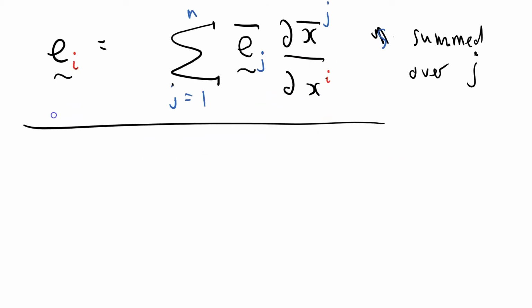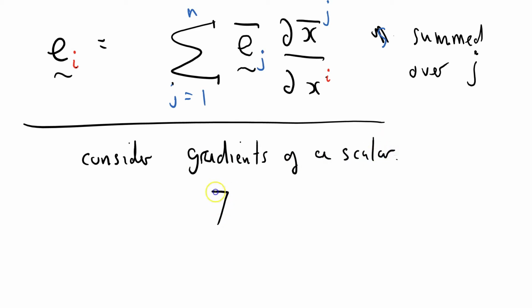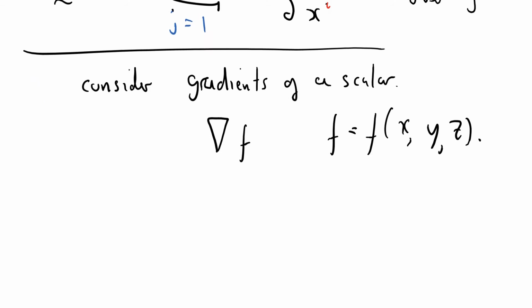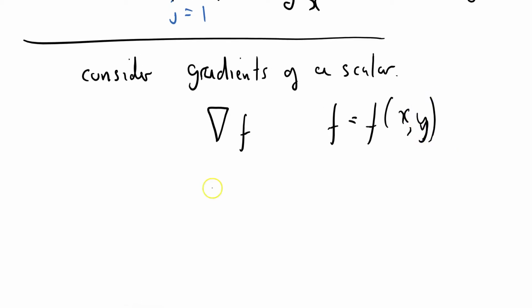So what I'm going to do is consider vectors of a particular type: gradients of a scalar, or the gradient vector. In vector calculus you write it grad f, where f equals f of, let's just say, x, y, z. Actually I'm just going to consider two dimensions so I can draw it for the moment. There it is, f of x, y. And this might be temperature.